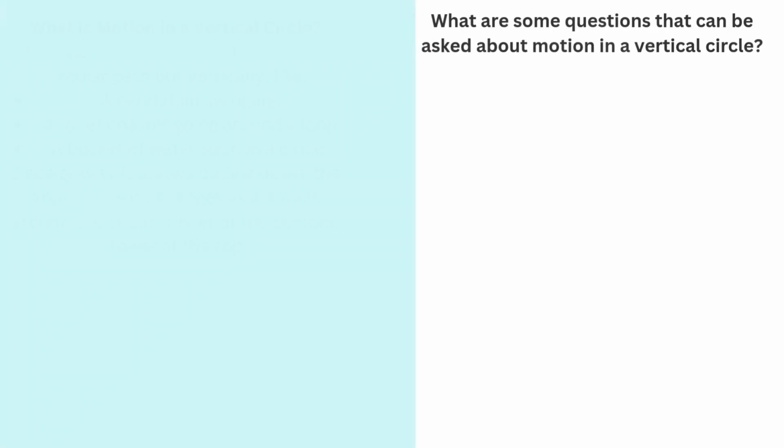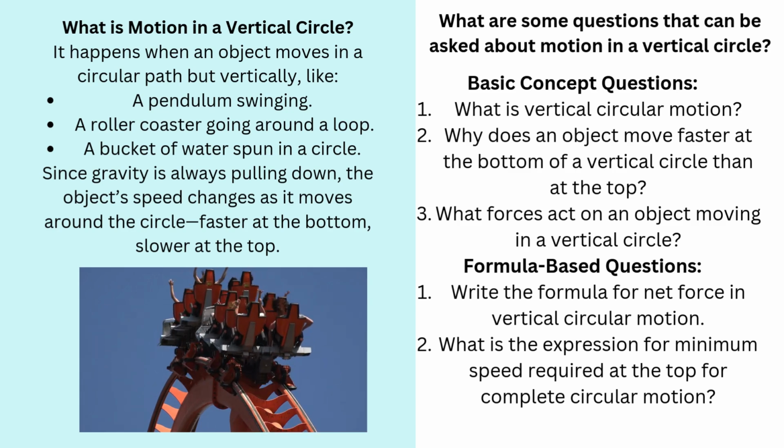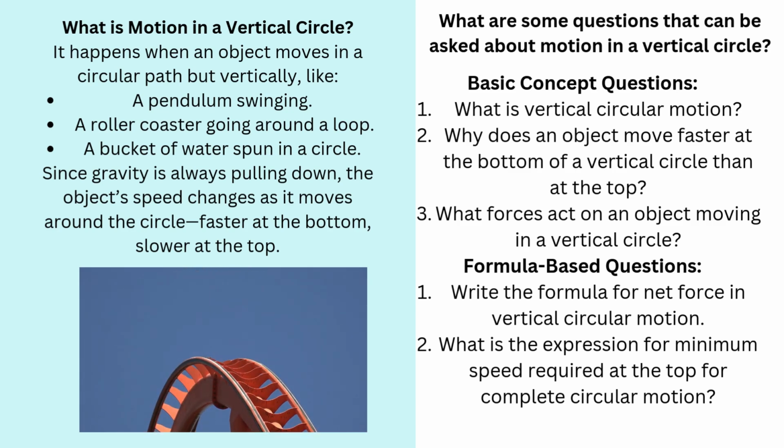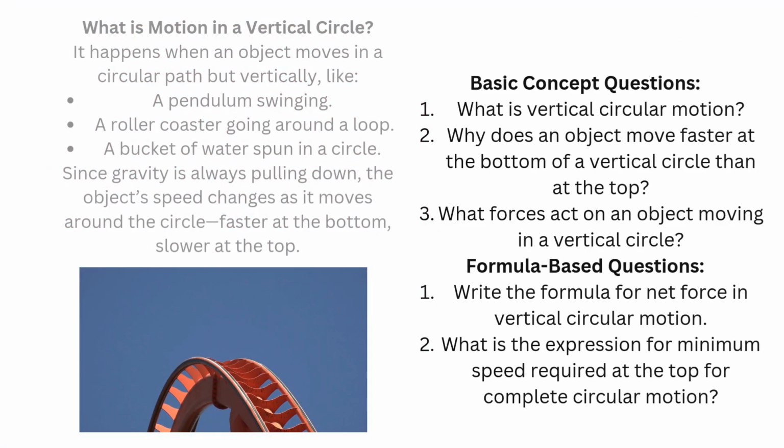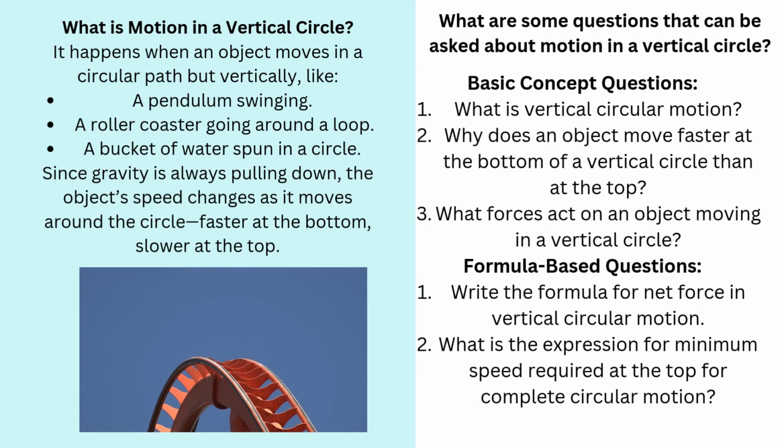Let us look into motion in a vertical circle. Motion in a vertical circle is when an object moves in a circular path while being affected by gravity, causing its speed and tension to change at different points. Example is a roller coaster going around a loop.